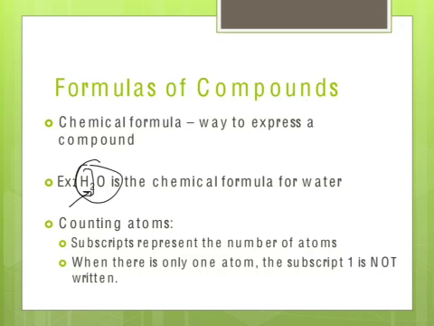So the element in the front of it. So there are two H's. If you notice, oxygen has no subscript, because when the subscript is 1, right, 1 oxygen, it is not written. It is an invisible 1. So there are two H's and 1 oxygen.